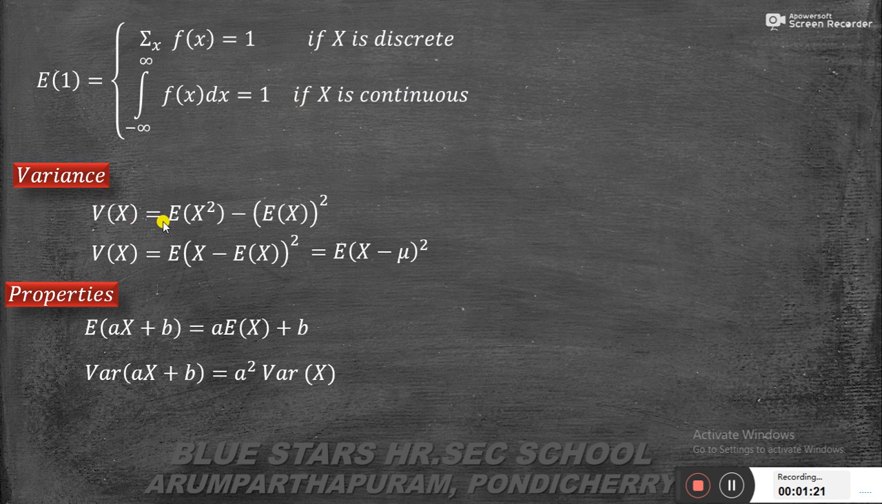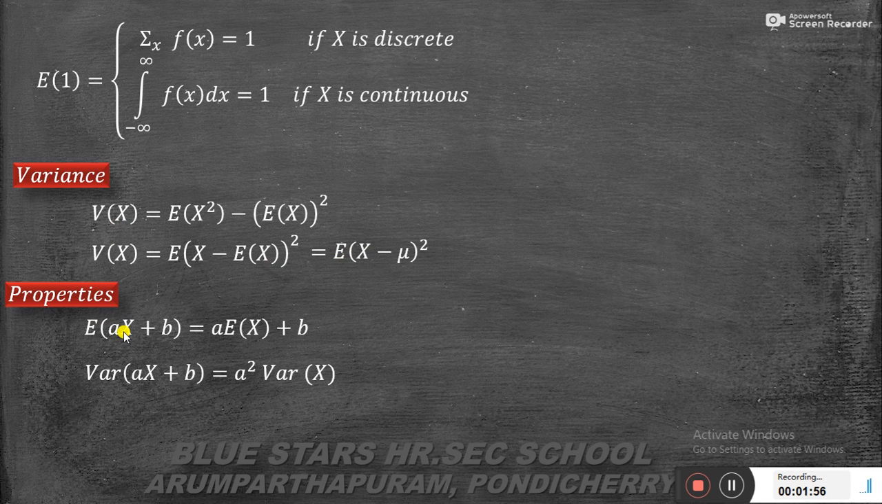So next, variance. Variance means V of X. V of X equals expectation of X square minus expectation of X whole square. Expectation of X square means summation x square into f of x, and expectation of X means summation x into f of x. So variance of X equals expectation of X minus E of X whole square, or E of X minus mu whole square. This is the formula for variance of X.